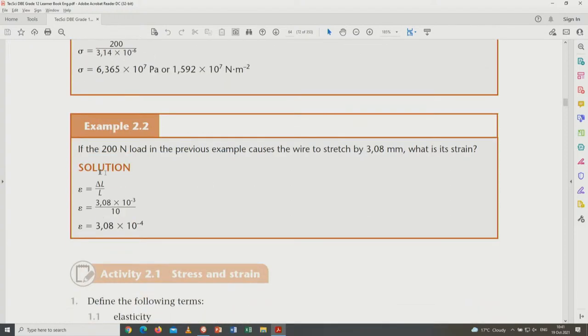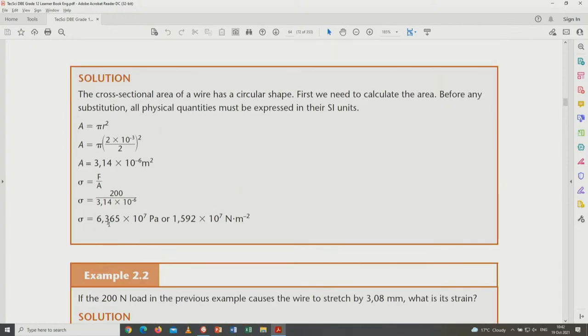Okay, example 2.2 says, if the 200 newton load in the previous example causes the wires to stretch by 3,08 millimeters, what is the strain? I think that is what I was wondering about. Why did they give us the length of the wire when they don't ask anything about the strain? But now they are telling us, as one of the given information, that it causes the wire to stretch by 3,08 millimeters, which means the change in length will now be equal to 3,08 millimeters. Now you see we still have to work with that, and then we are asked to calculate the strain.